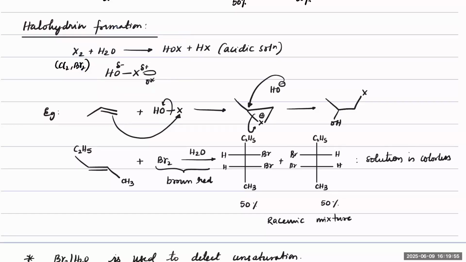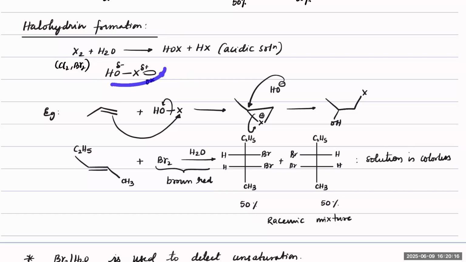So what you will get here is HOX, a hypo oxo acid. This is an oxo acid and this is a mineral acid. You will get some quantity of mineral acid and you will get some quantity of hypo oxo acid. Okay. Oxo acid means an acid which is connected via oxygen.